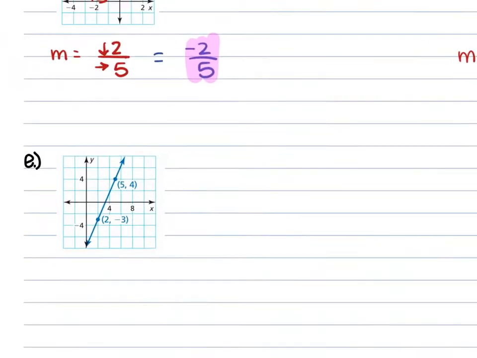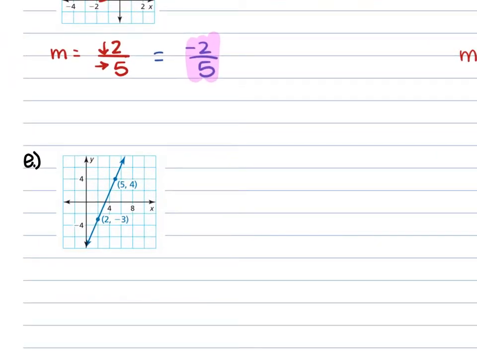For E, we look at this line from left to right. That line is going up. So again, my slope's going to be positive. I start at that 2, negative 3, and I go up. Now, when I go up, I'm not going a full 4 places. I'm going 3.5 places up. And then I go to the right 1.5. So this is going to give me a slope of 3 1/2 over 1 1/2.